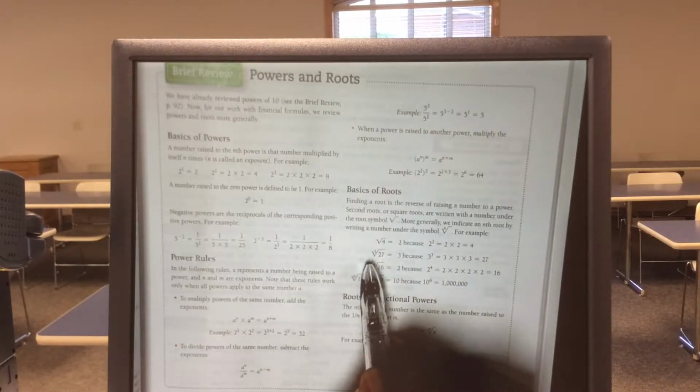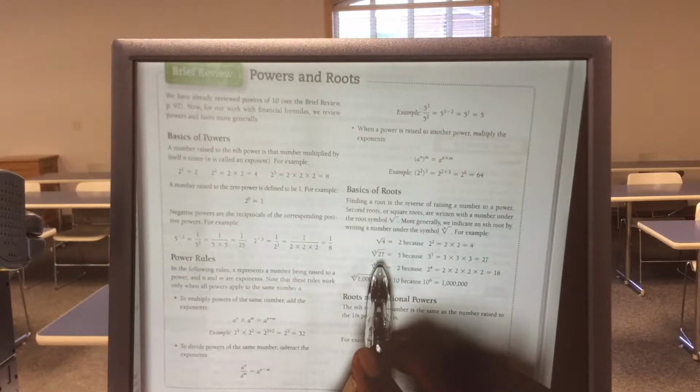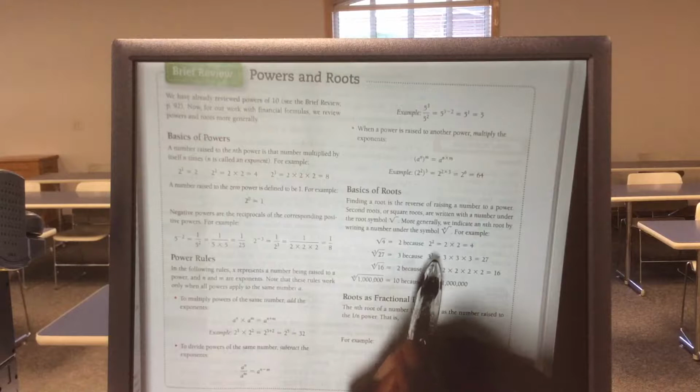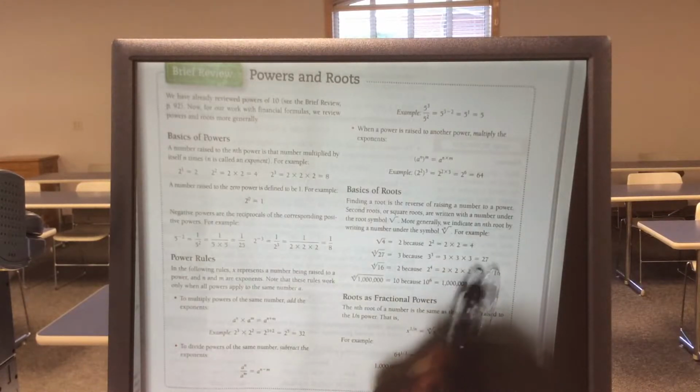This one would be the cube root of 27. That means what number to the third power would give you 27? And it has to be 3, because 3 cubed, or 3 times 3 times 3, is 27.